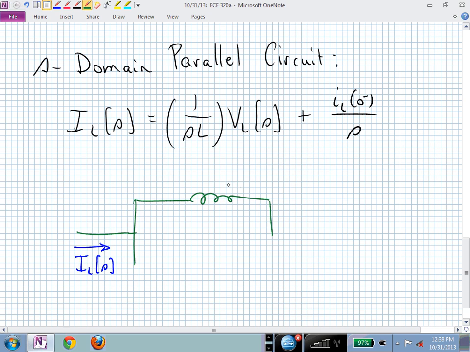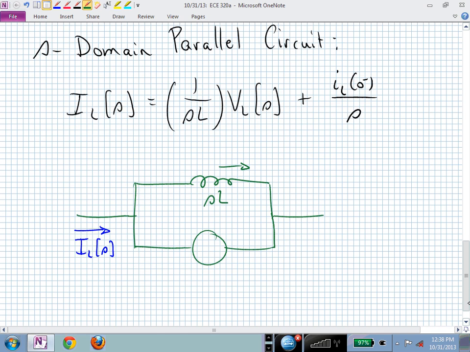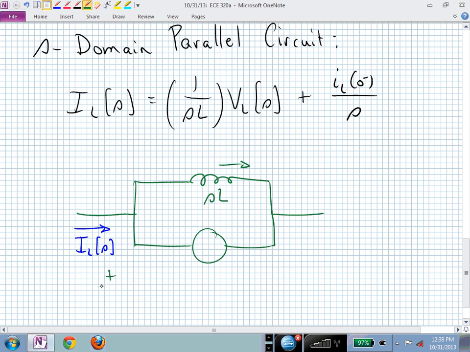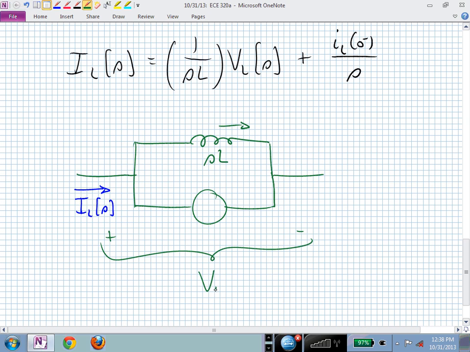One part is associated with the impedance of the inductor itself, SL, and the other part is due to the initial condition. And if I wanted to keep track of the voltage on that inductor, it's now across those two parallel elements, a source and an impedance.